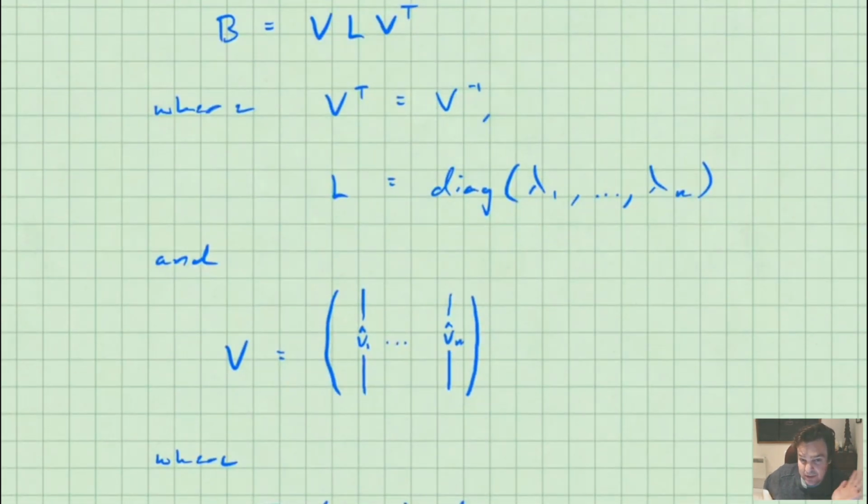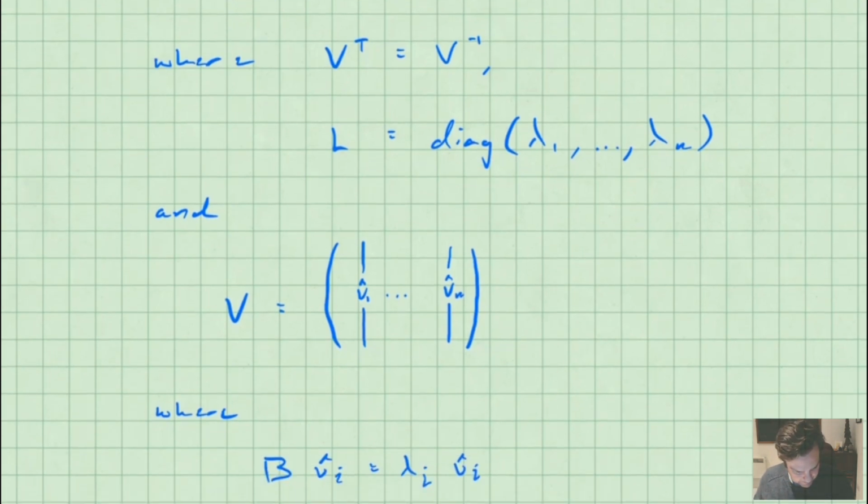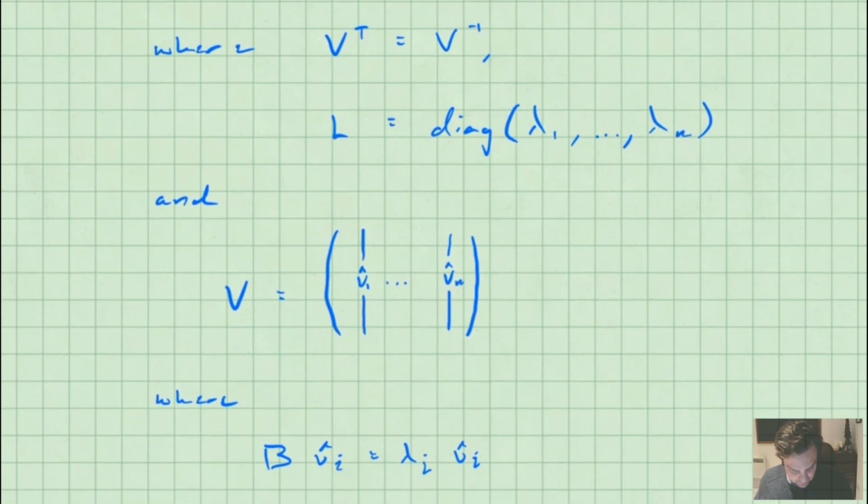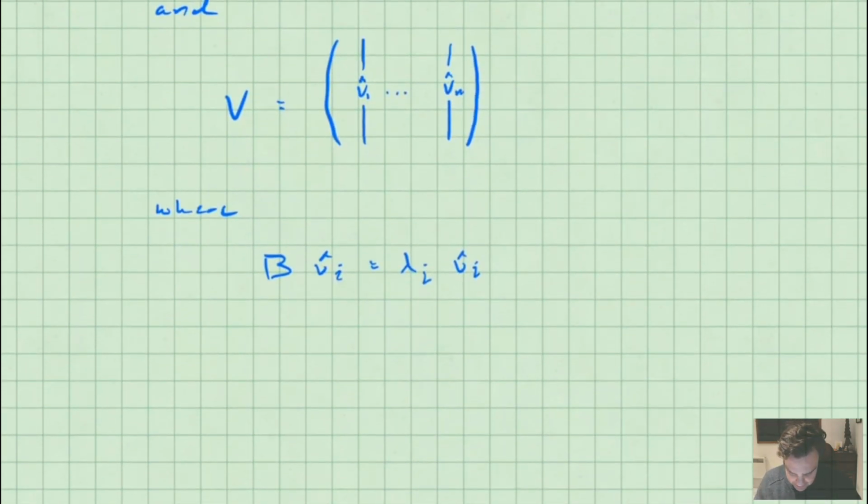I'm just telling you B is diagonalizable, okay? So it can be written like this. You can deconstruct it. Sometimes I think this is called spectral decomposition, where you can deconstruct it in terms of its eigenvectors and eigenvalues, which is useful for a bunch of different reasons. But so let's do that, and then I'm just going to claim, and we'll prove this little claim, it's quite easy.